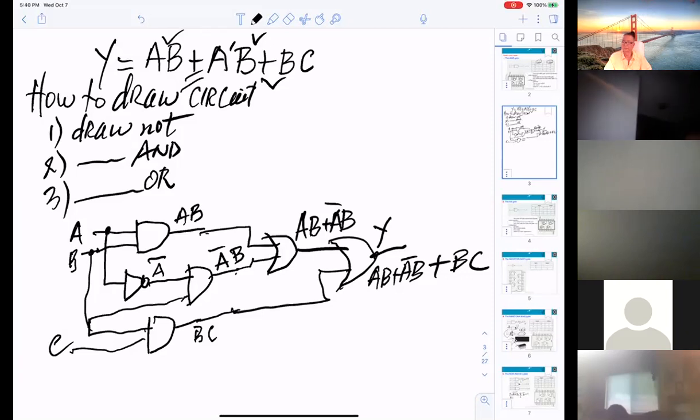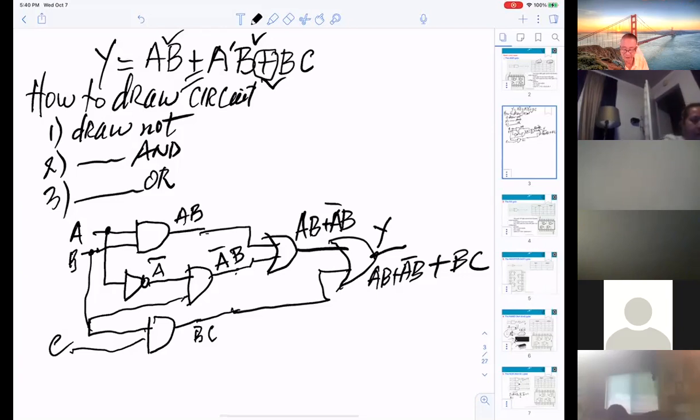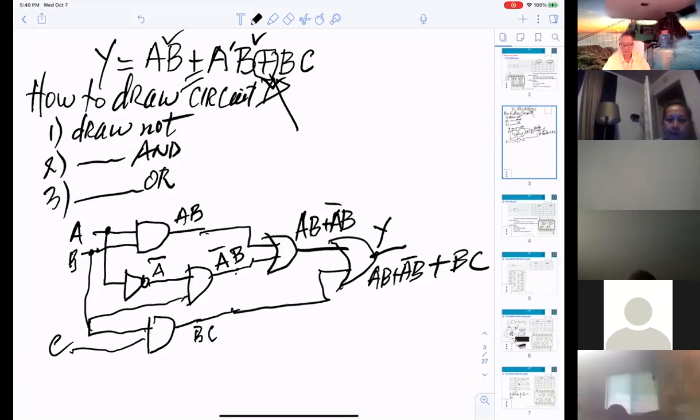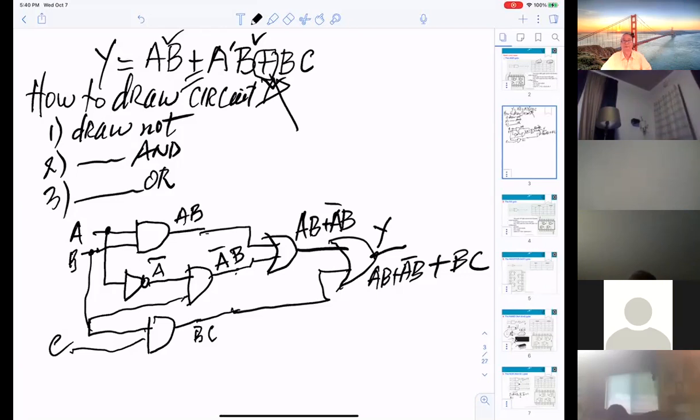Mr. Pham, a question. Yeah. For the output, why do we use the OR gate? The last one? Yeah. You can see you get an OR right here. Those two plus signs mean two OR gates, correct? For sure. The dot will be AND. The left side will be OR.